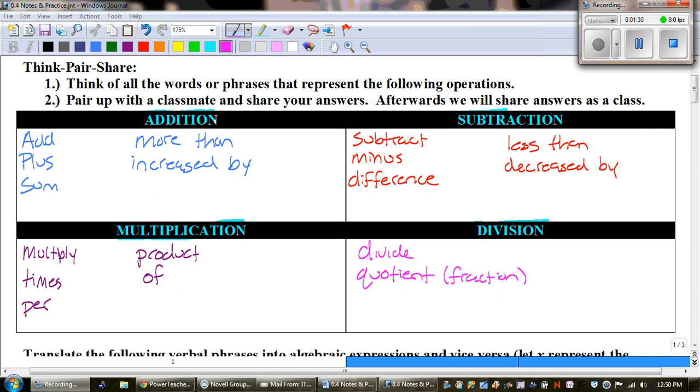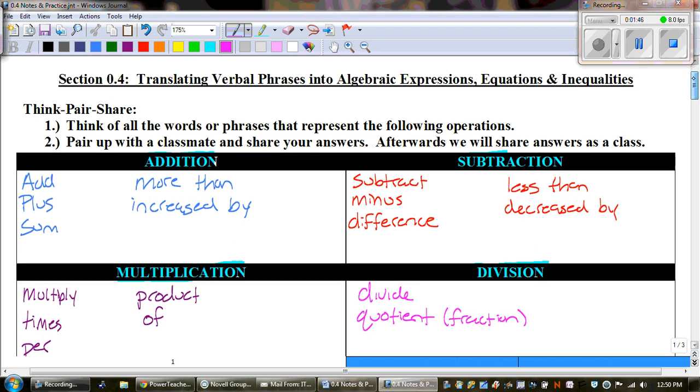Now, for subtraction, all I did was think of opposite words. The opposite of add was subtract. Plus is minus, okay? Difference is another one. Less than and decreased by. Now, we have to be careful with less than, because less than with the symbol means that symbol. But if it's just the words less than, then it means subtraction. Okay? So you have to be careful about that.